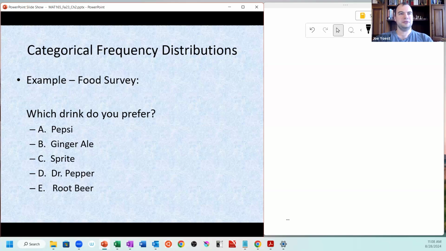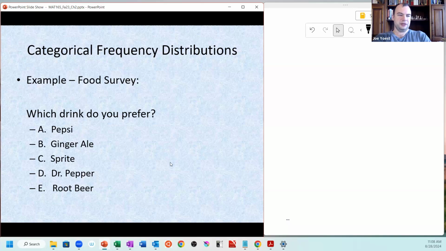Categorical, qualitative, nominal, those all mean more or less the same thing. So this represents a variable where the results can just be placed into bins. There's not even a natural ordering or ranking.